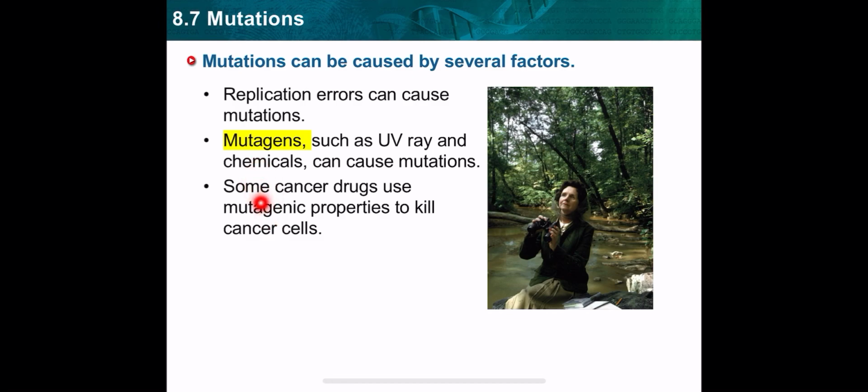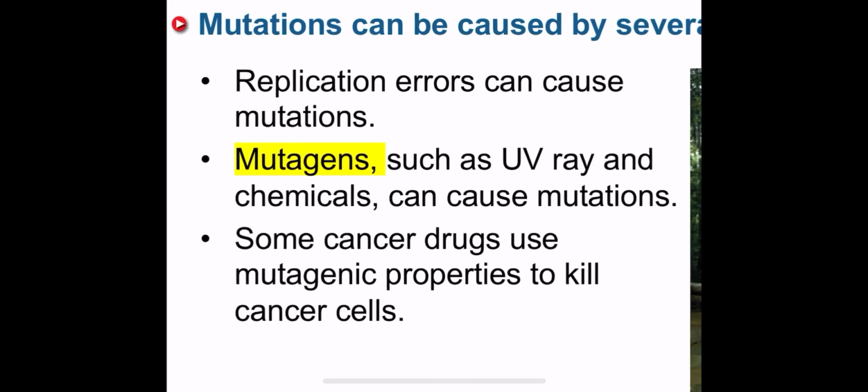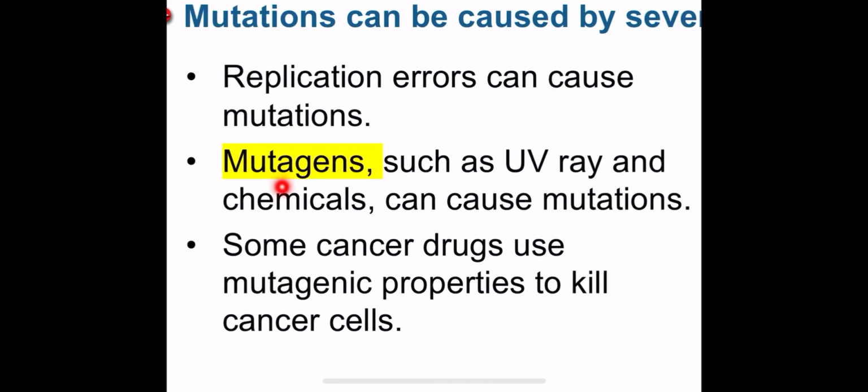If the mutation caused a change in the growth factors or in the regulatory proteins, this will lead to cancer. In some cases, we can use drugs that induce mutations to oppose the action of cancer cells, to kill cancer cells. This is regarding mutagens. So mutagens are mutation causing agents or factors.